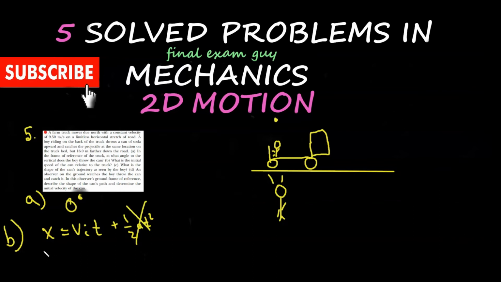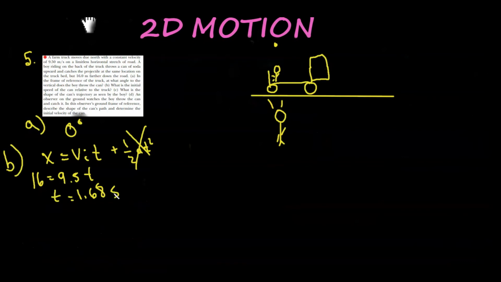And we know that the can is in the air up until 16 meters farther down the road, so 16. And the velocity, we use the one of the truck, and t. So we find that the time of flight is 1.68 seconds. So now that we have the time of flight, we can use a formula to find the actual initial velocity of the can itself. Because right now we only have the velocity of the truck.